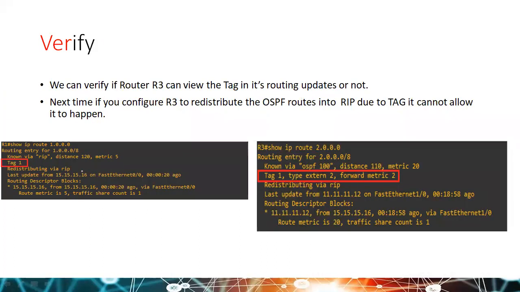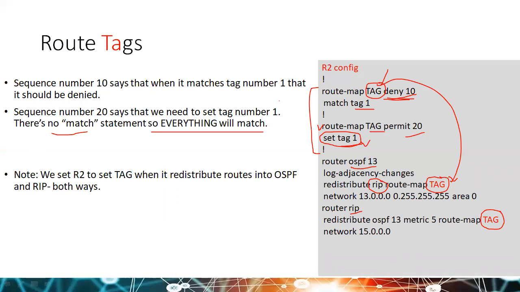So for verification, if I go back into R3, I can see that tag 1 is associated with route 2.0.0.0, and because tag 1 is displayed over here, it will not redistribute this network back into RIP. Similarly, on R1, we set up the command under router RIP, and when we redistribute the OSPF route into RIP, we mention the tag value on R2.